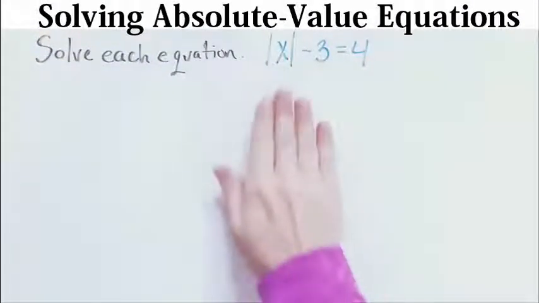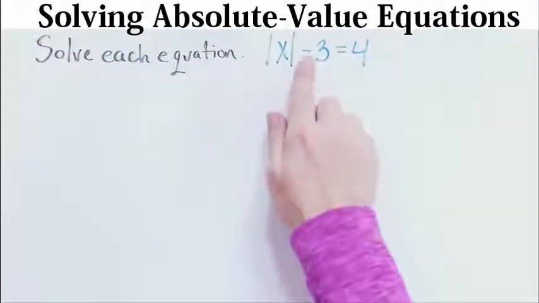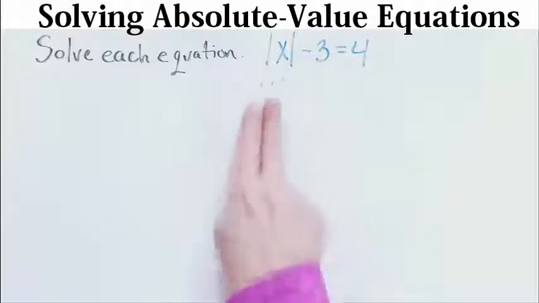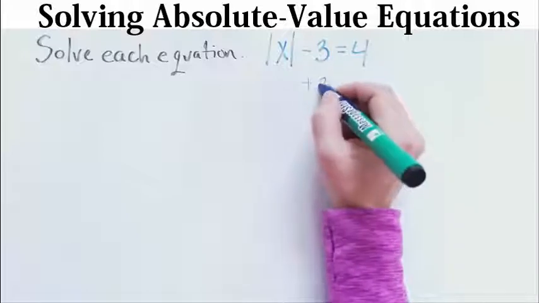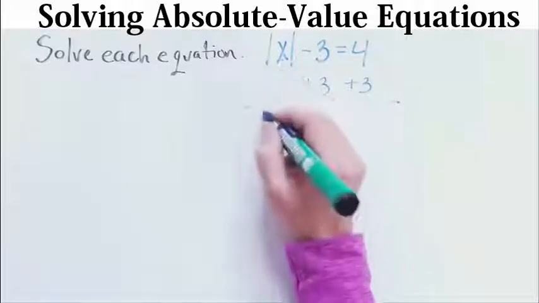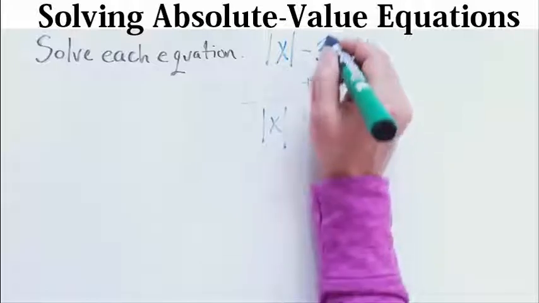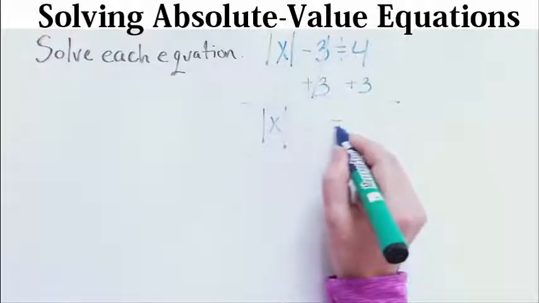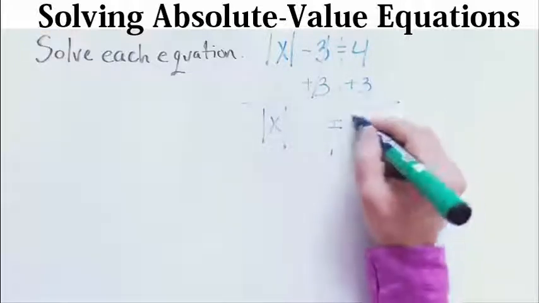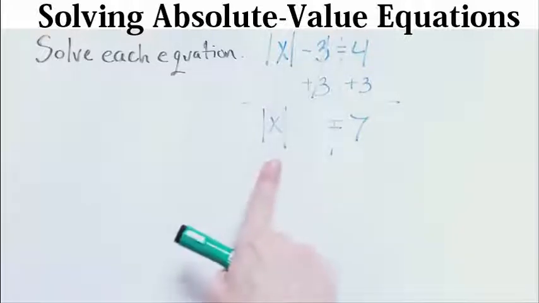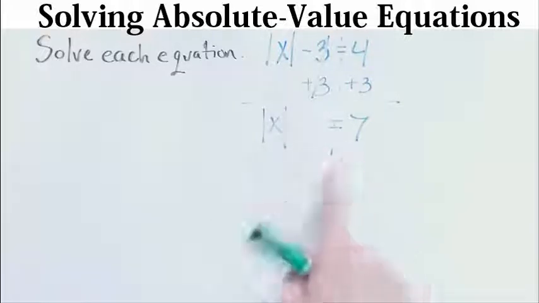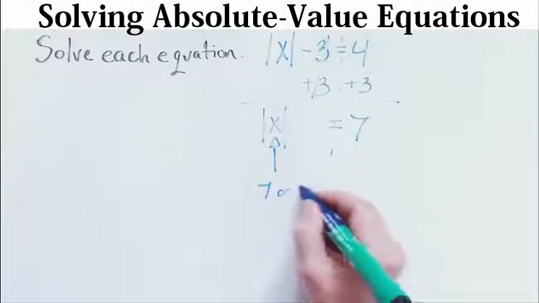Now we're going to solve the problem: the absolute value of x, when I subtract 3, I would get 4. So I want to know what this is. If we add 3 to both sides, I still have the absolute value of x. A negative 3 plus 3 turns to 0. On my equal balance beam, 4 plus 3 is 7. So you're telling me the absolute value of x equals 7. What numbers are 7 away from 0? I have 7 or negative 7.